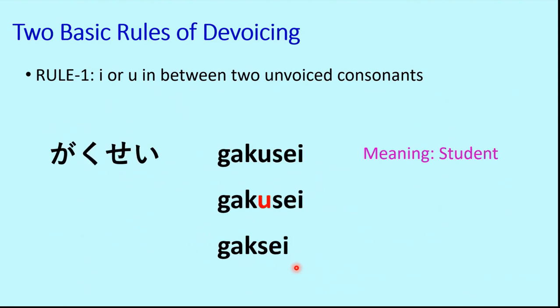The next example is a very common one, gakusei. This is gakusei, and it becomes gaksei because k and s are unvoiced consonants and u is appearing in between them. Remember that only e and u should be present, not anything else. A or o will not be devoiced. The devoicing will happen only for e and u if they are sandwiched between two unvoiced consonants. So here the two unvoiced consonants are k and s. That's why this u is getting devoiced.